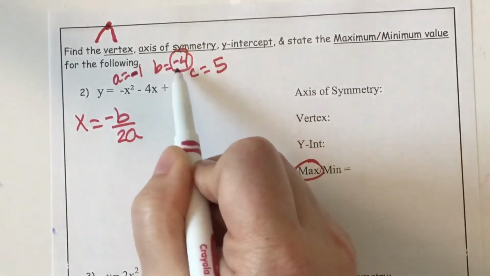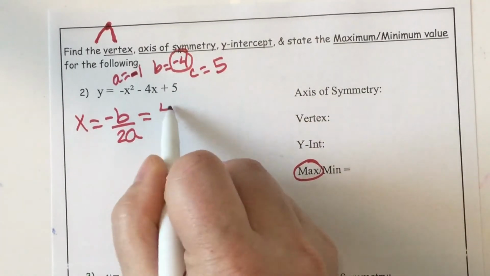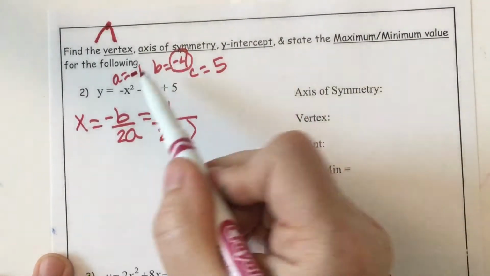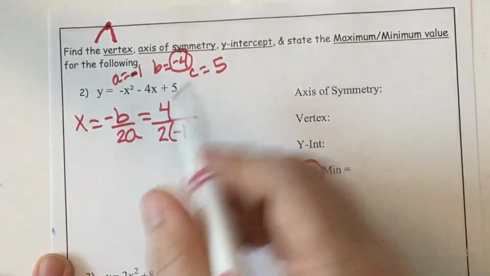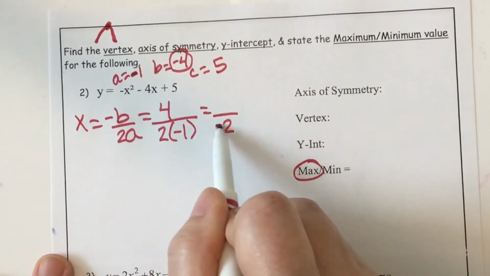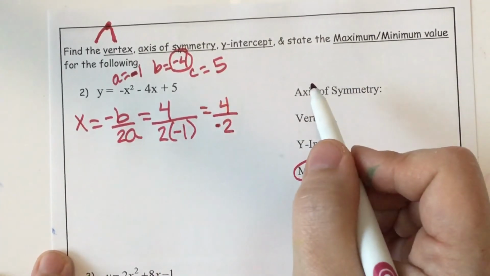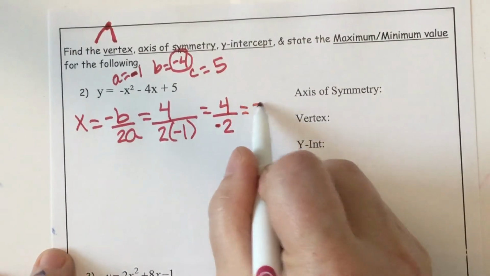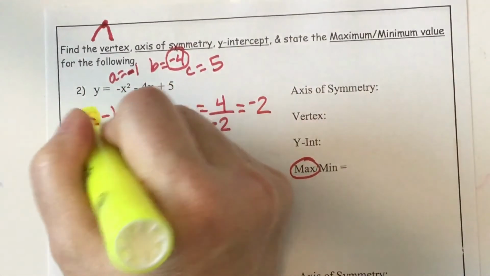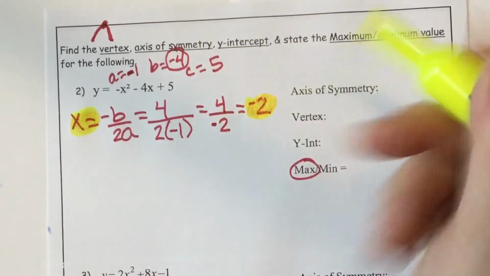What's the opposite of a negative 4? A positive 4. Then we want to take 2 times our a, and our a is negative 1. So what is 2 times negative 1? Negative 2. So I've got 4 divided by negative 2, which is negative 2. So our axis of symmetry is x equals negative 2.